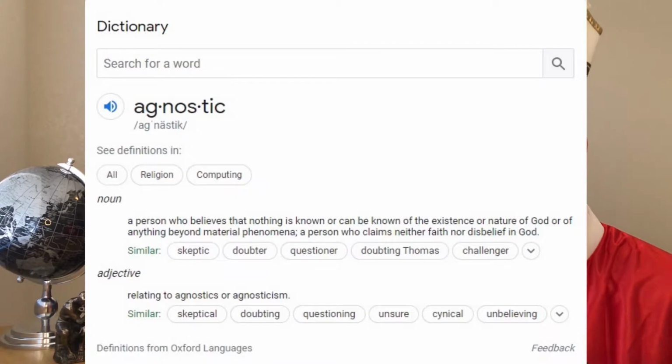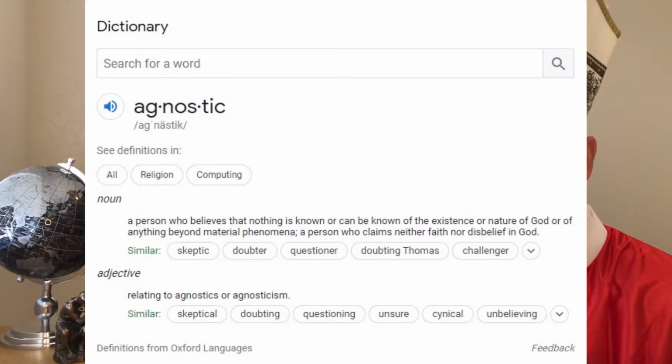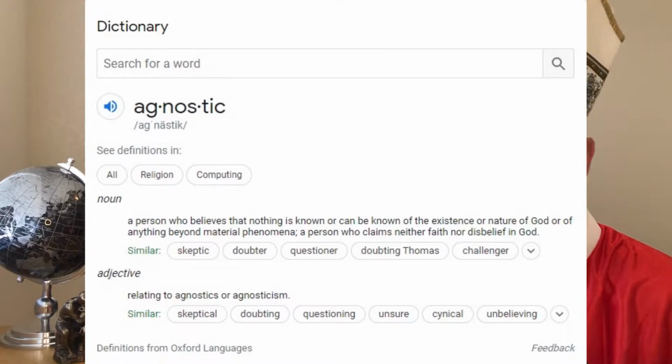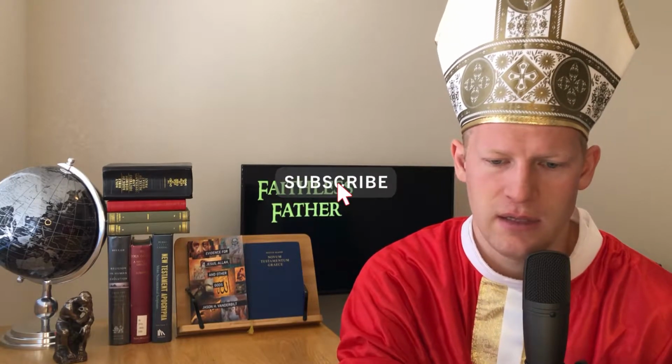Agnostic means a person who believes that nothing is known or can be known of the existence or nature of God or of anything beyond material phenomena. A person who claims neither faith nor disbelief in God. And used as an adjective with Oxford Languages, we are told the adjective means relating to agnostics or agnosticism.